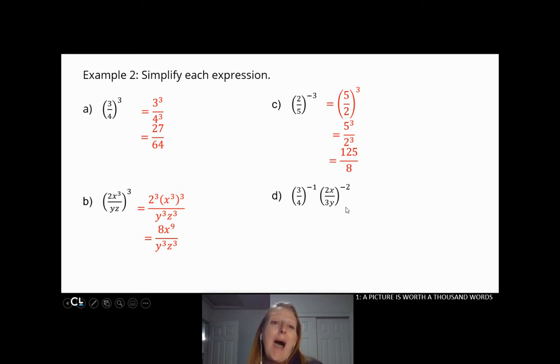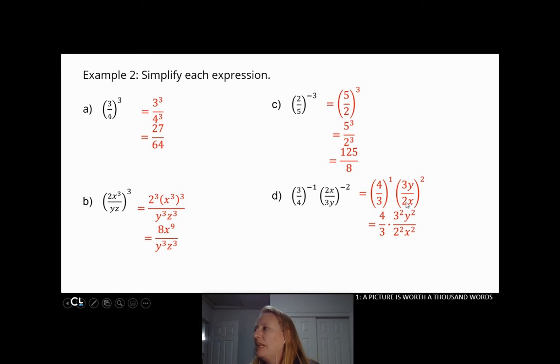It's up to you. I personally was like, I don't like the negative exponents, so I flipped my bases. So instead of 3/4, I made that 4/3 to have a +1 power. And instead of 2x/3y, I flipped it and I did 3y/2x to give me a +2 power. And now I don't have negative exponents. I'm a little less stressed out. 4 to the 1 power is 4, 3 to the 1 power is 3, so it's pretty straightforward.